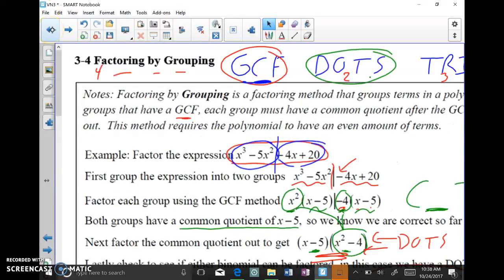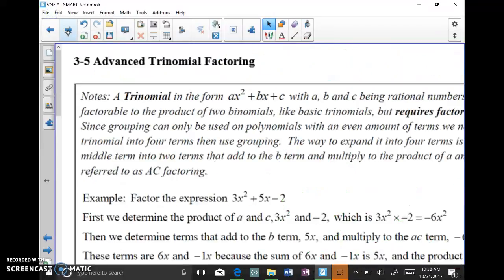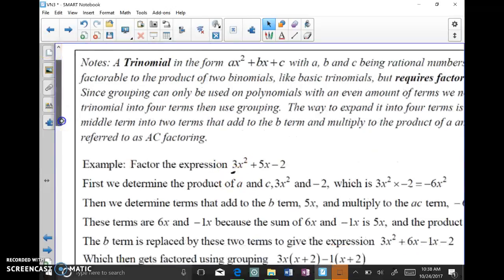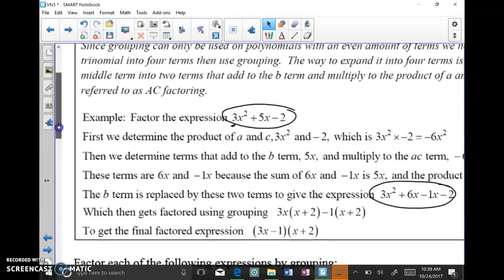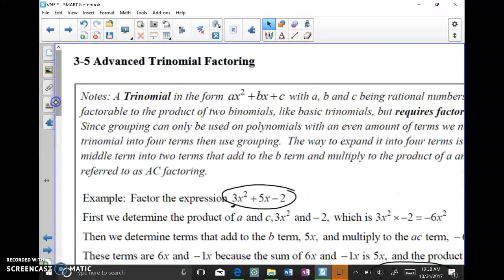Well, the reason why I did grouping in the last video, where you have 4 terms and cut it in half and group it into 2 GCFs, is because the way to factor an advanced trinomial when you have a number greater than 1 for a is we're going to actually expand this trinomial to be 4 terms. And then once it's 4 terms, we're going to do grouping. So sometimes we refer to this as AC factor by grouping. Everyone kind of has different names for all these different things.